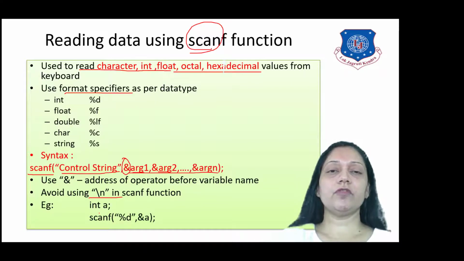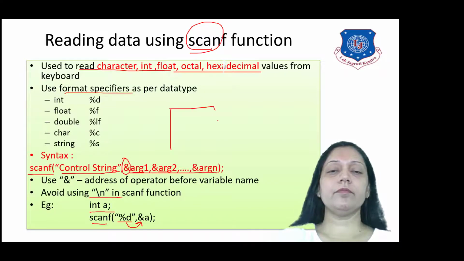Let's see one example of using scanf function. I have an integer variable a. Right now a does not have any value, you can say it has a garbage value. I want to store my value inside the variable a. So for that I'll use scanf function. In control string I'll mention the format specifier. Since a is of integer data type, the format specifier is %d. Now whatever value I'm going to input, that would be stored where? It would be stored at address of a.